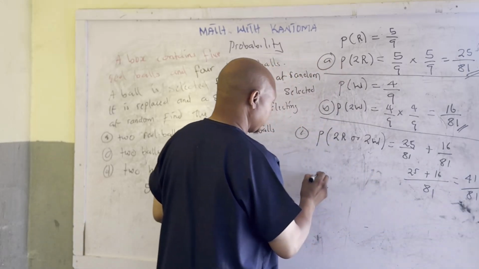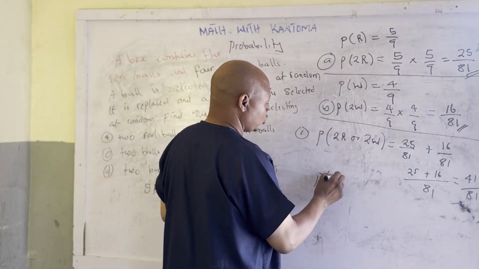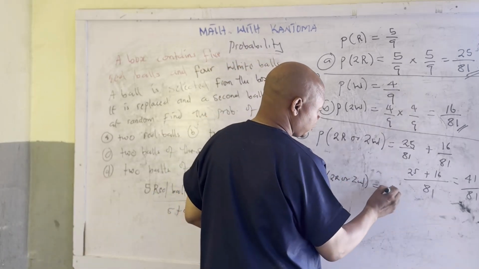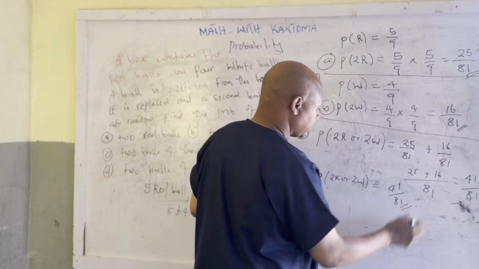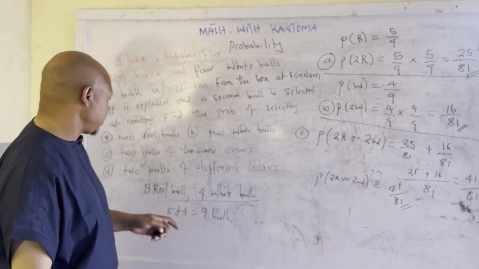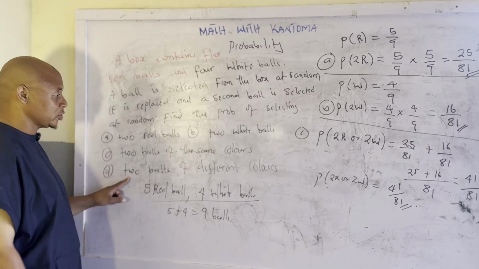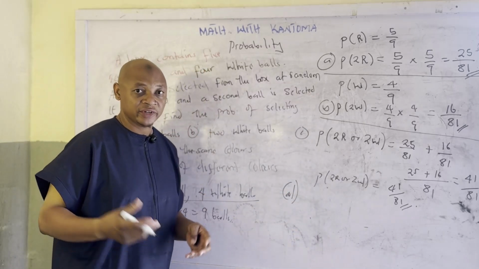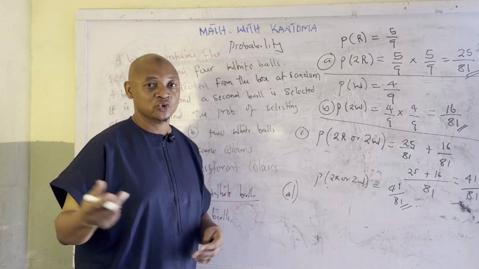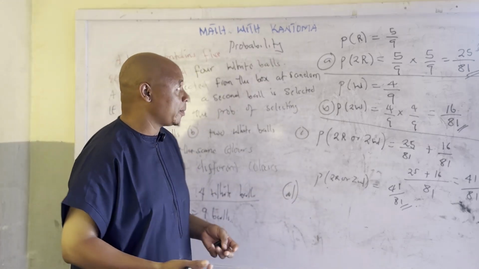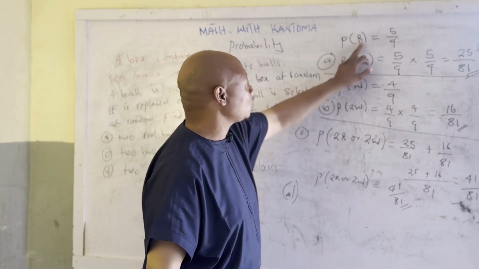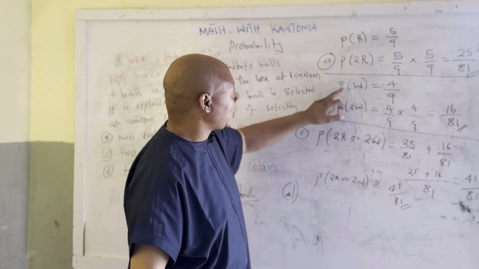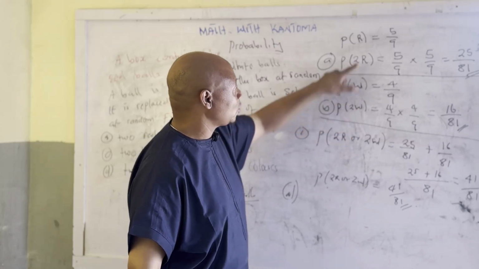41 over 81 is what? Probability of selecting 2 red or 2 white, or 2 balls of the same color, is equal to 41 over 81 as the value. So now the next question says probability of selecting 2 balls of different color, D. So probability of selecting 2 balls of different color is 1 minus probability of selecting 2 balls of the same color. Or you go by it saying probability of selecting 1 white, 1 red plus probability of selecting 1 white, 1 red.